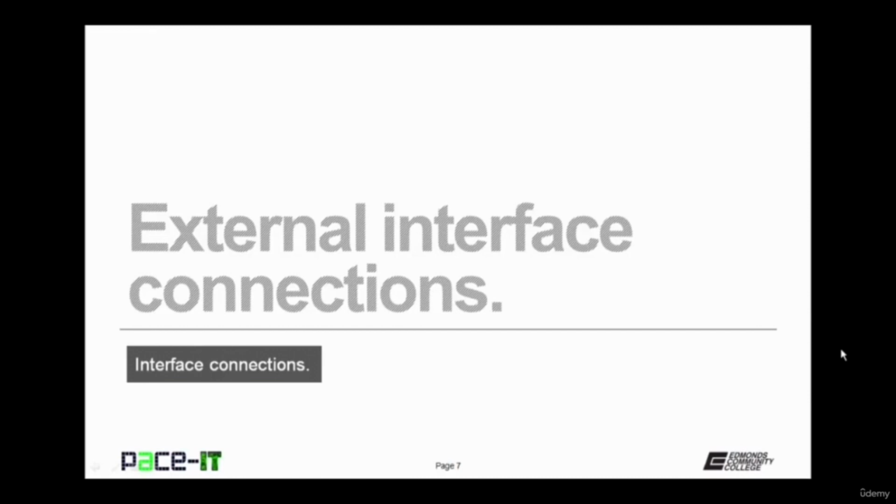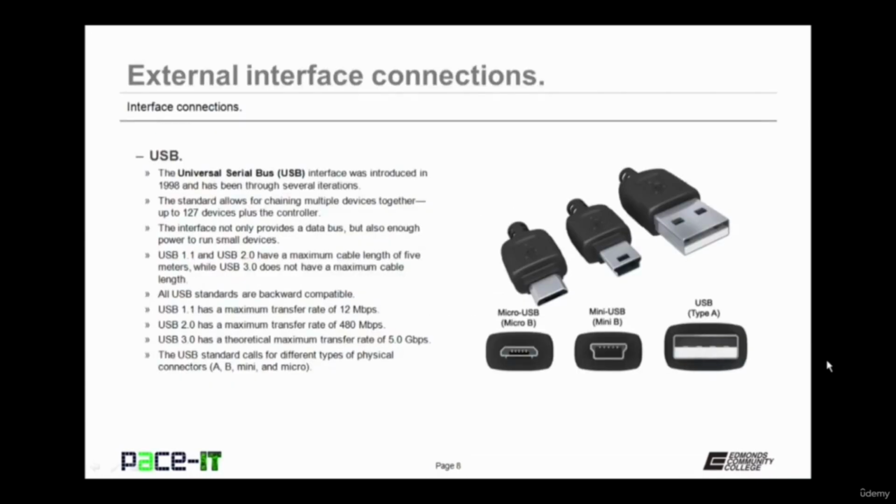Now that we're done with the internal interface connections, let's move on to the external interface connections. And we're going to begin with what's probably the most popular one, USB. The Universal Serial Bus Interface was introduced in 1998 and has been through several changes since it came out. The USB standard allows for chaining multiple devices together. You can chain up to 127 devices plus the controller.